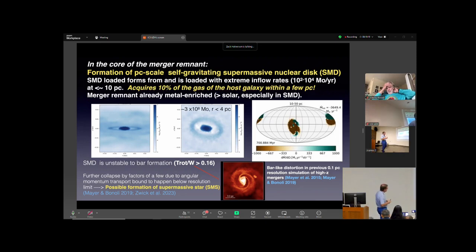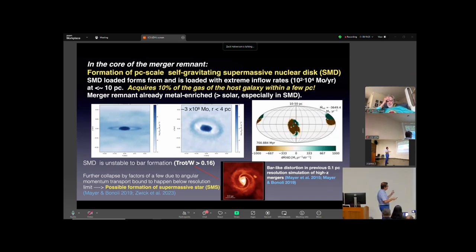It's relatively thick, but it's still rotationally supported. And this structure, which is very small in size, we're talking about a size that is less than 4 parsecs, and a mass that is as large as a few times 10^8 solar masses, is very similar to what we have seen already in the past in merger simulations of high redshift galaxies in previous works, where we had even higher resolution. We could go to even 0.1 parsecs of resolution.